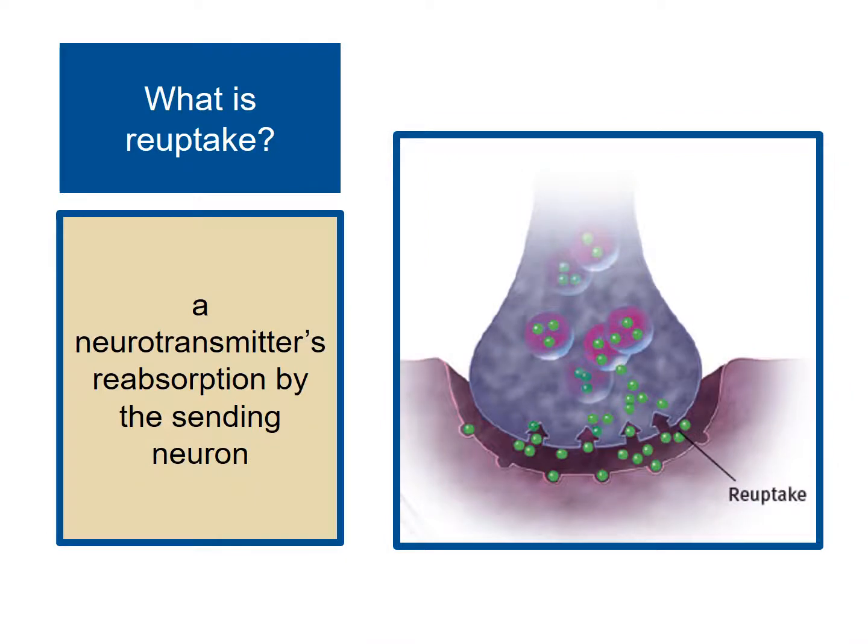So what is reuptake? Reuptake is a new term, and it is a neurotransmitter's reabsorption by the sending neuron. So if you look in the diagram, you've got your green molecules. They were in the receptor sites, and now the neurotransmitter is being reabsorbed by the sending neuron. Basically, it's going back into the sending neuron.